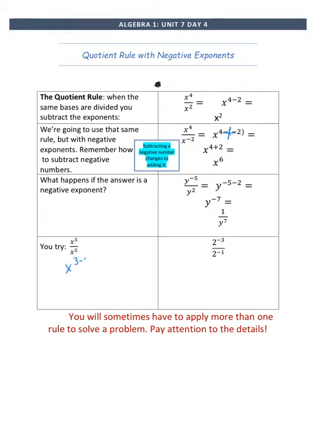X to the 3 minus 5 equals x to the -2. I cannot leave this with the negative exponent, so I have to apply it. 1 over x squared, x to the 2nd power. Okay, let's try this one. 2 to the -3 minus -1 is 2 to the -3 plus 1 is 2 to the -2, which is 1 over 2 to the 2nd power, equals 1 over 4.